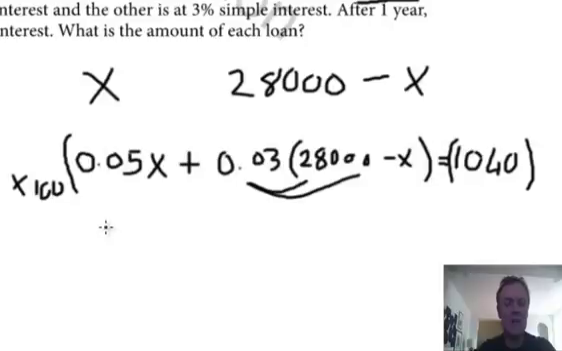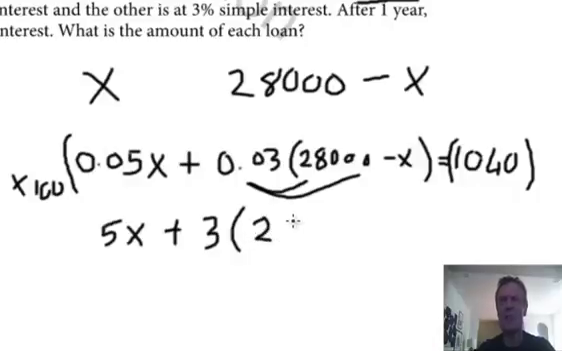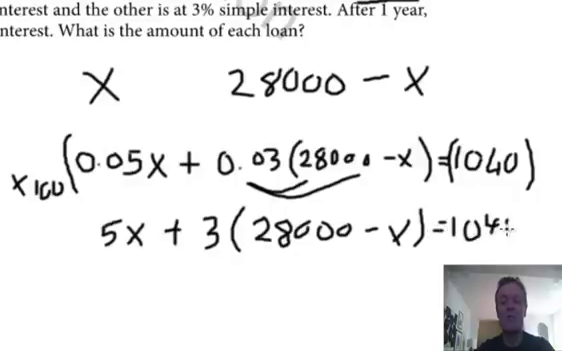Then 100 times 0.05 is 5x. Plus, what's 100 times 0.03? That's 3. Now, don't multiply what's in here by another 100. That means you're kind of multiplying this by 10,000. You've already multiplied by 100. This stays the same, so that's just 28,000 minus x. And on the other side, just stick a couple of zeros on 1040 multiplied by 100. That's an extra 2 zeros. Now that just makes life easy. You don't have to do that if you don't want to. Just stick with decimals.